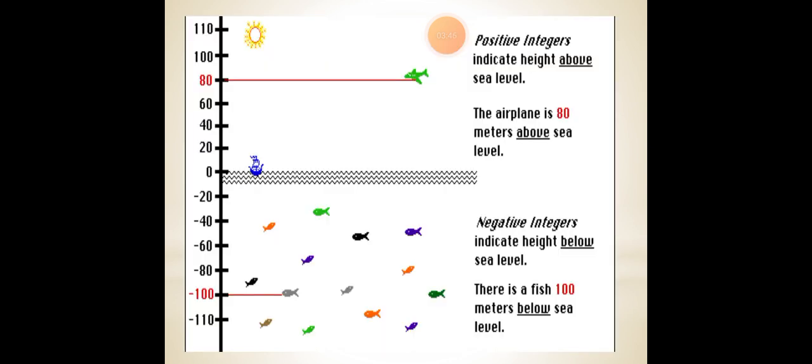After that, what we are having is: the airplane is 80 meters above the sea level. So above means upper, so that means it's a positive integer, indicating height above sea level. So it would be positive, like I'll say plus 80. And then there is a fish 100 meters below sea level. So below means downward, so a negative integer indicates height below the sea level, so it would be -100.